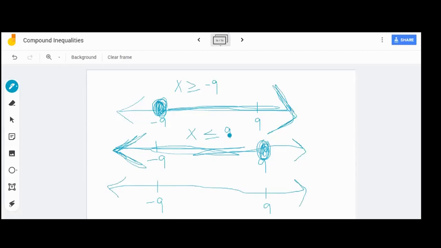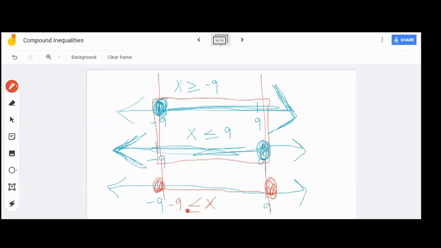And when we finalize this problem for an AND problem, we take what they have in common. So I can split it off here and here. And this is the portion that they share. So that's going to be my final answer. We're going to go from -9 included to +9 included. That is our solution. So x is between -9 and 9. That's one way we can write an answer all in one piece.